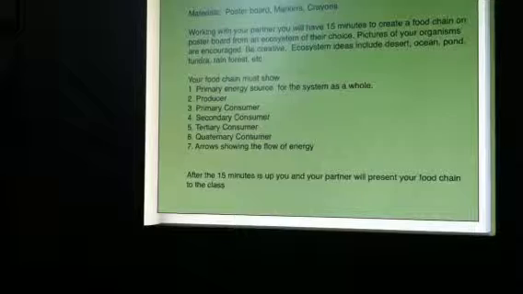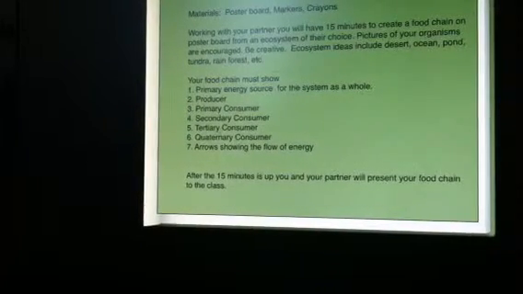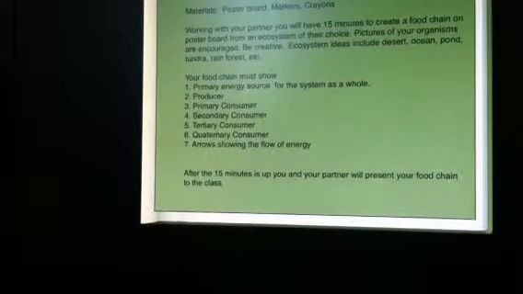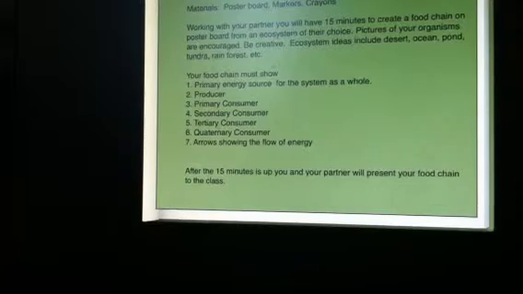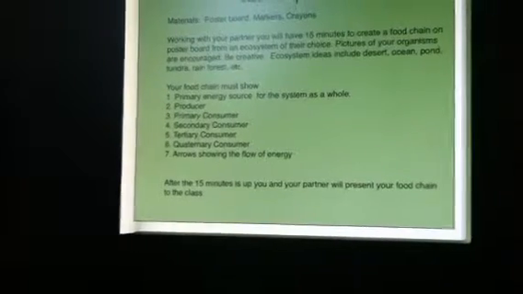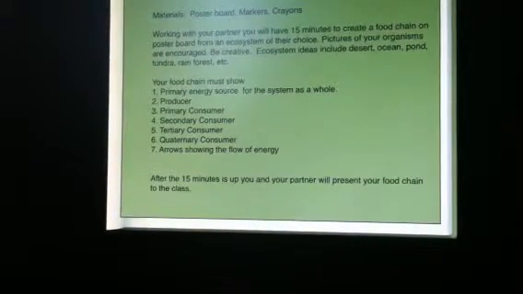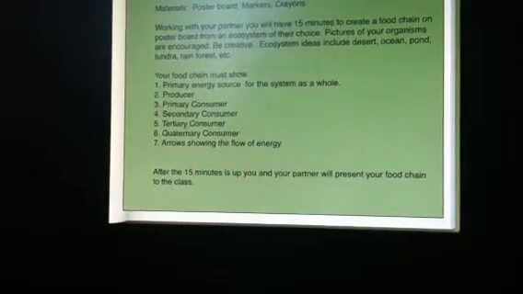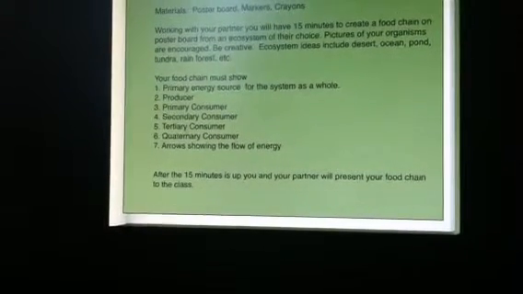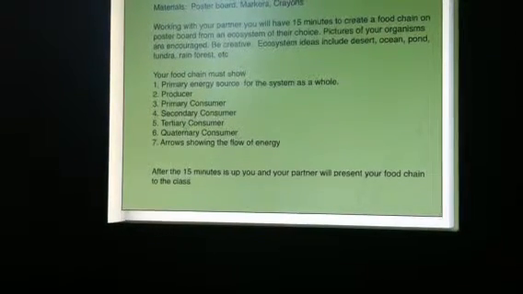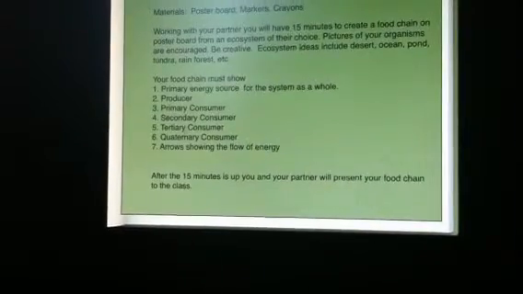But whatever ecosystem you decide to cover, your food chain has to show your primary energy source, aka the sun, and has to show a producer, a primary consumer, a secondary consumer, a tertiary consumer, and a quaternary consumer. It also has to show arrows that are showing the flow of energy. After 15 minutes, you will get to present your food chain to the class. If you have any questions during this time, I'm going to be walking around, and feel free to ask questions. Make sure that you are on the right track.